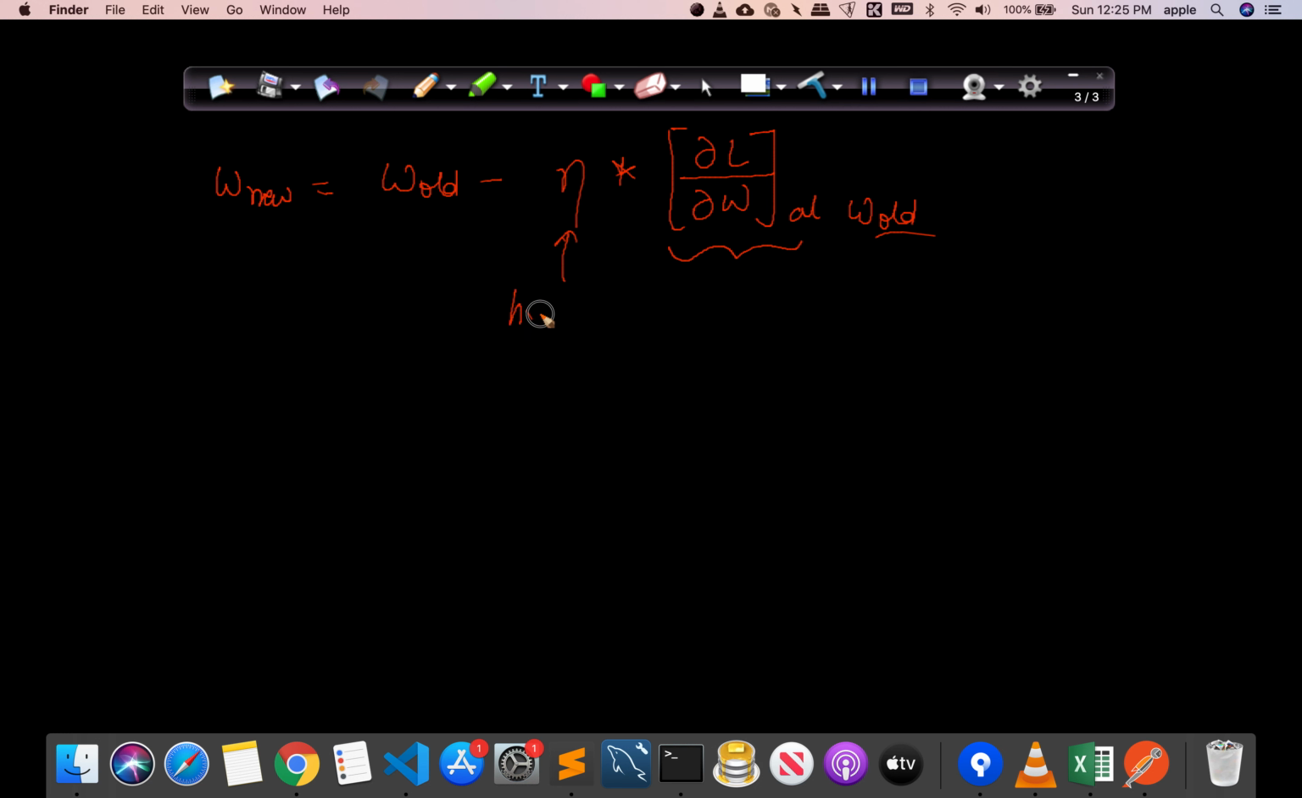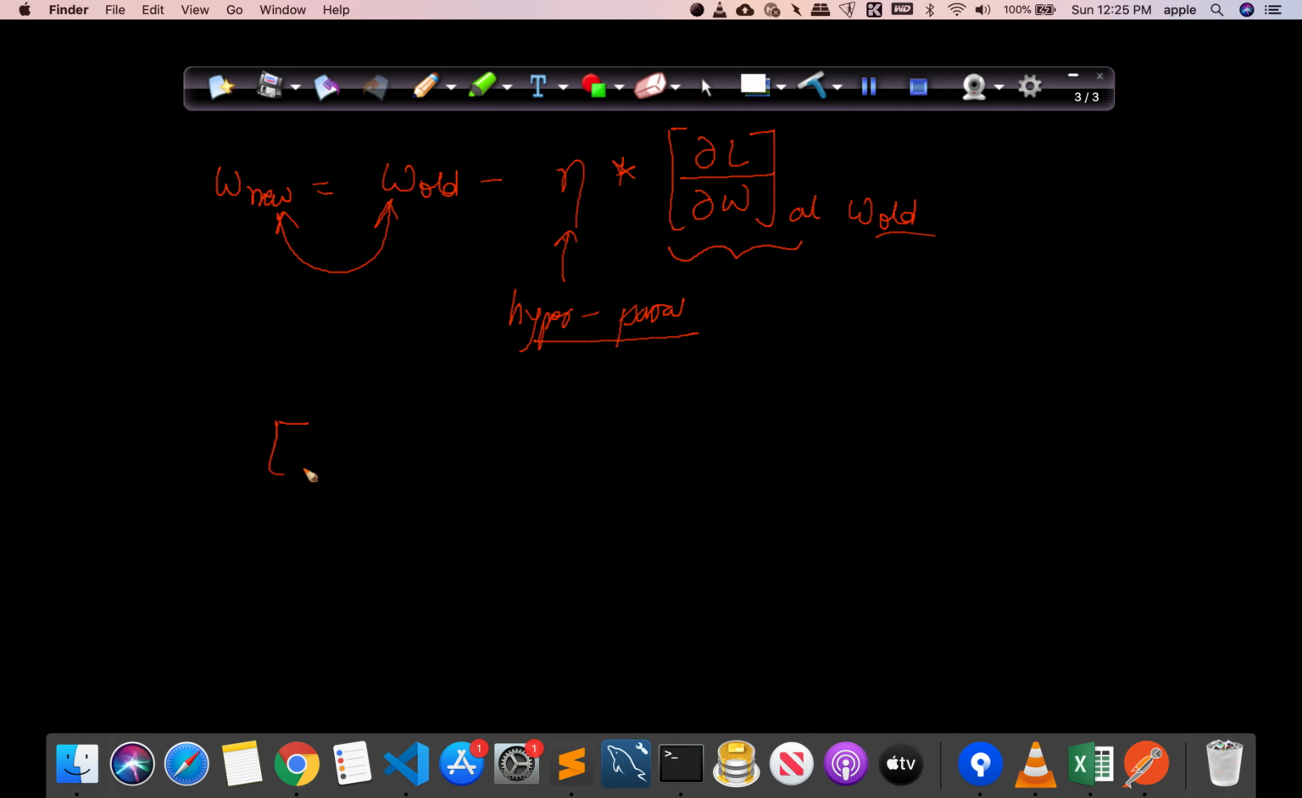This is the hyperparameter. We don't know the exact value of this one. We will try out various values of this learning rate, and then we will take the best one which will help us to optimize the value of w. And what is the difference between w old and w new? There is no difference between w old and w new.